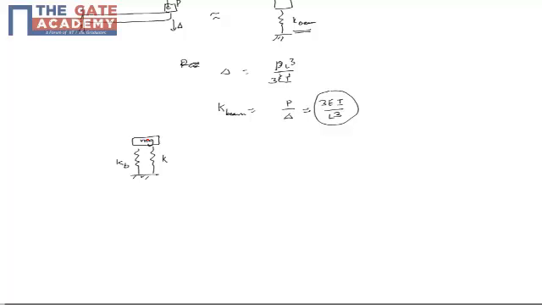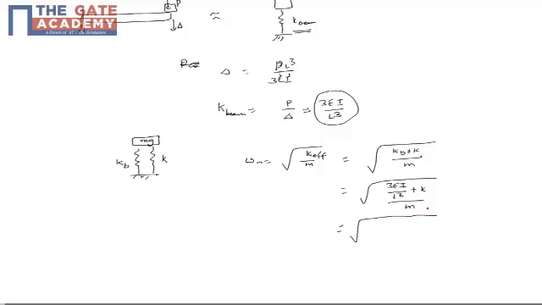As is the case in the vibration problem, we have replaced the beam with the equivalent spring of stiffness 3EI by L cube. Now this is a parallel system, and therefore the frequency is given by root K by M, root of effective stiffness by M. So what is the effective stiffness for a parallel system? It's adding both the springs. So root of K_B plus K by M, where K_B is 3EI by L cube.